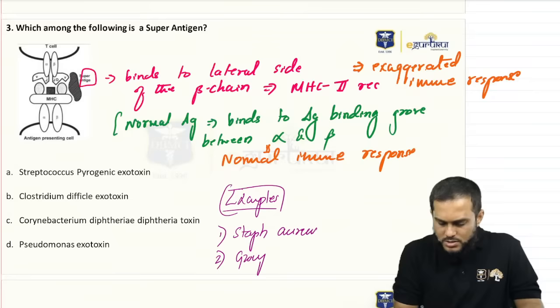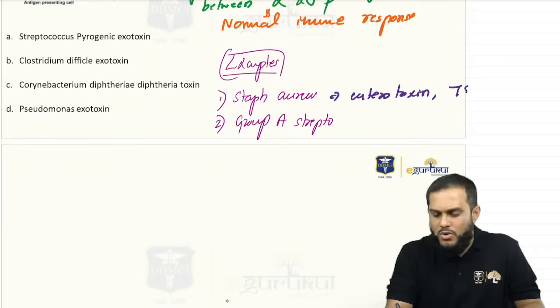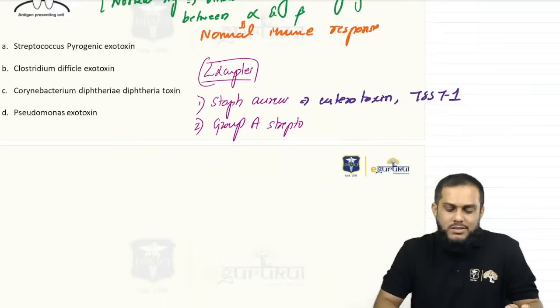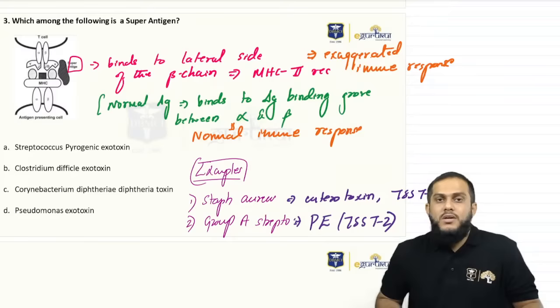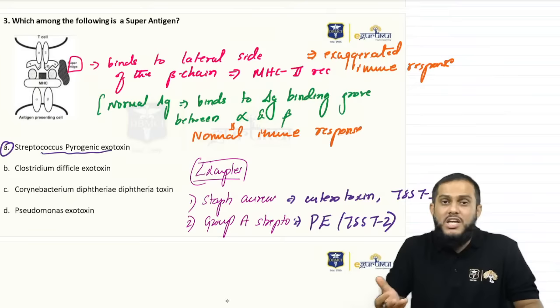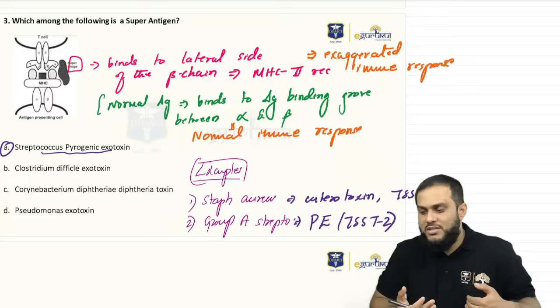Staphylococcus aureus produces two toxins, enterotoxin and toxic shock syndrome toxin 1. These two are super antigens. Group A streptococcus produces pyrogenic exotoxin, which is also known as toxic shock syndrome toxin 2. So these are the two important super antigens we never forget. We have already discussed them in our class. So that's why the answer is Streptococcus pyrogenic exotoxin. The other exotoxins given here are not super antigens. That's why the answer is A.